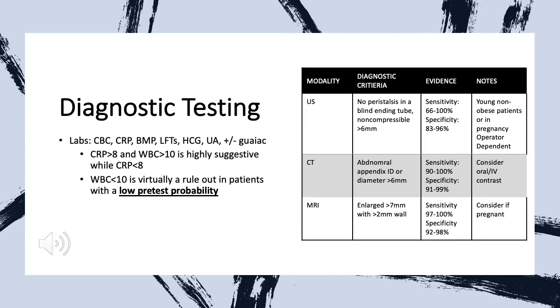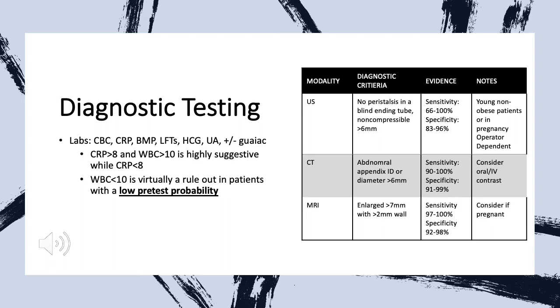So if they come in and they have all of those, like McBurney's point, psoas sign, obturator sign, Rovsing sign, all of those things are positive, and then their labs don't reflect that, that's not enough to rule out appendicitis because they have high pretest probability. So keep that in mind. All that epi-biostat stuff is important here.